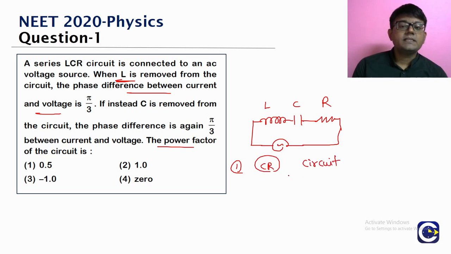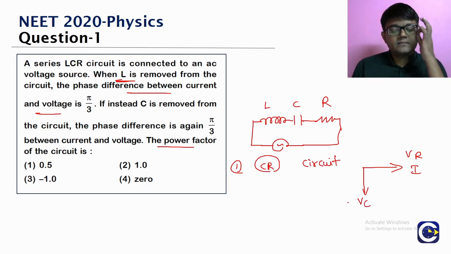circuit in series. If you look at the phasor diagram, what will be the corresponding phasor diagram? We take the current and the voltage across the resistance to be in the same phase. But what about the capacitor? For a capacitor, voltage will be lagging behind the current. So the voltage across the capacitor will be like this.